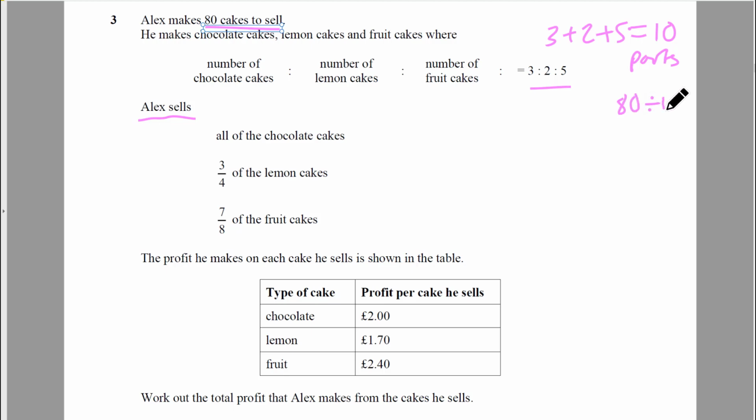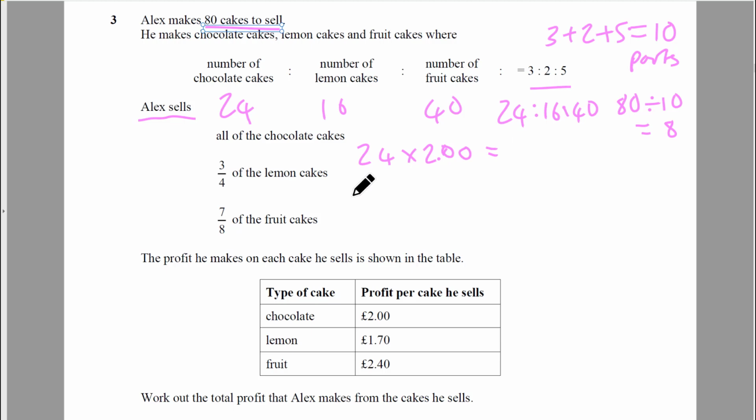80 divided by 10 equals 8. So we can multiply all these by 8. So you're going to get 24, 16 and 40. Add those together. That is 80. So he's got 24 chocolate cakes, 16 lemon and 40 fruit cakes. So he sells all the chocolate cakes. So we've got to do 24 times, let's keep it in pounds, times £2. Sells all the chocolate cakes.